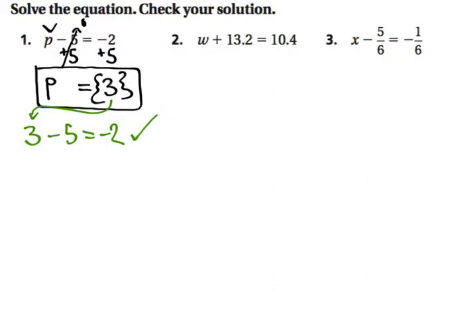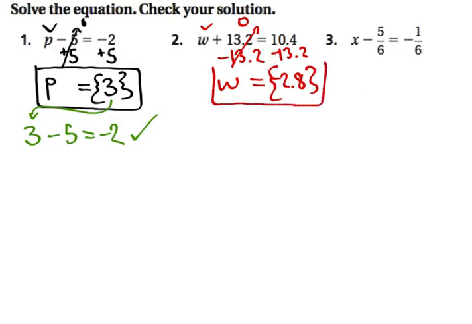W plus 13.2 equals 10.4. We have to get W by itself, which means we have to get rid of 13.2. We need it to be a 0. So negative 13.2 will make it turn into 0. This is now gone. We get W by itself over here. And 10.4 minus 13.2 is negative 2.8. And that is our solution.